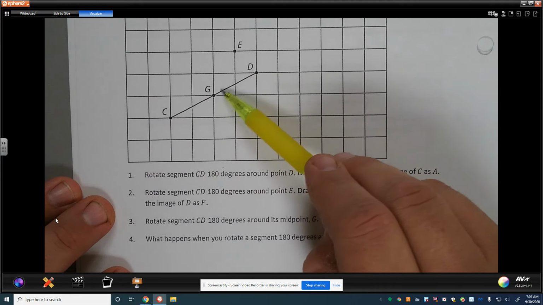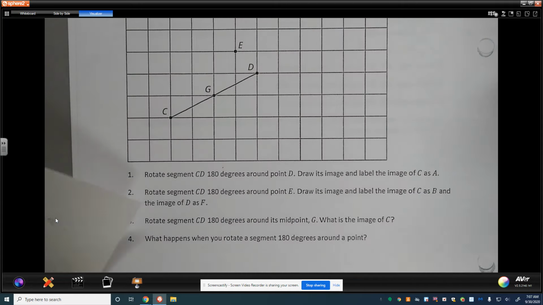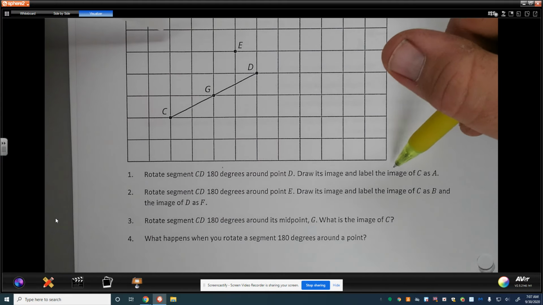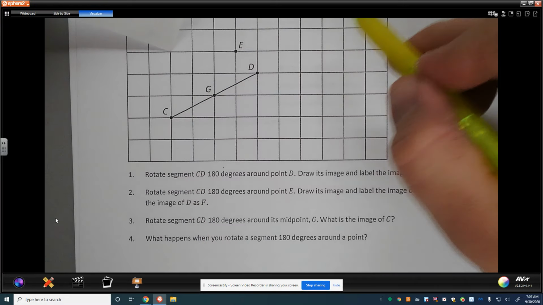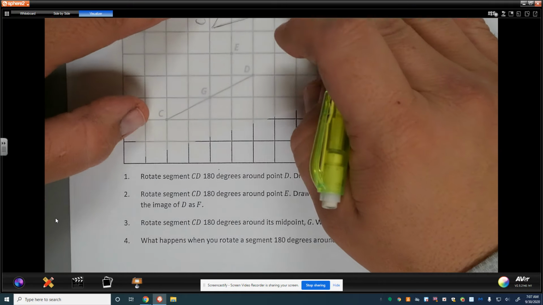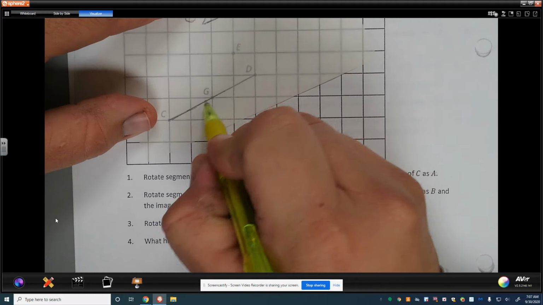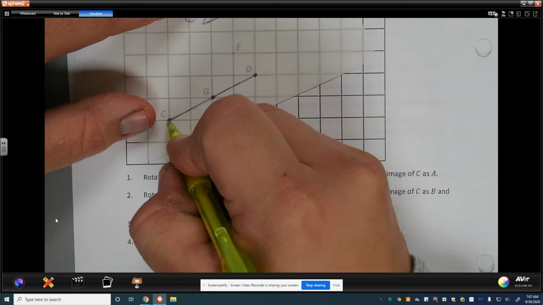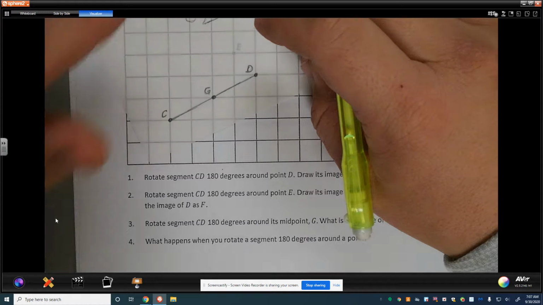Here is the shape that we're going to rotate, this line segment CD. We're going to draw its image and label the image of C as A. So when we get this piece rotated, it's going to become A. Now, here we go. We have our line segment, point D, point G, point C, and we're going to rotate 180 degrees.